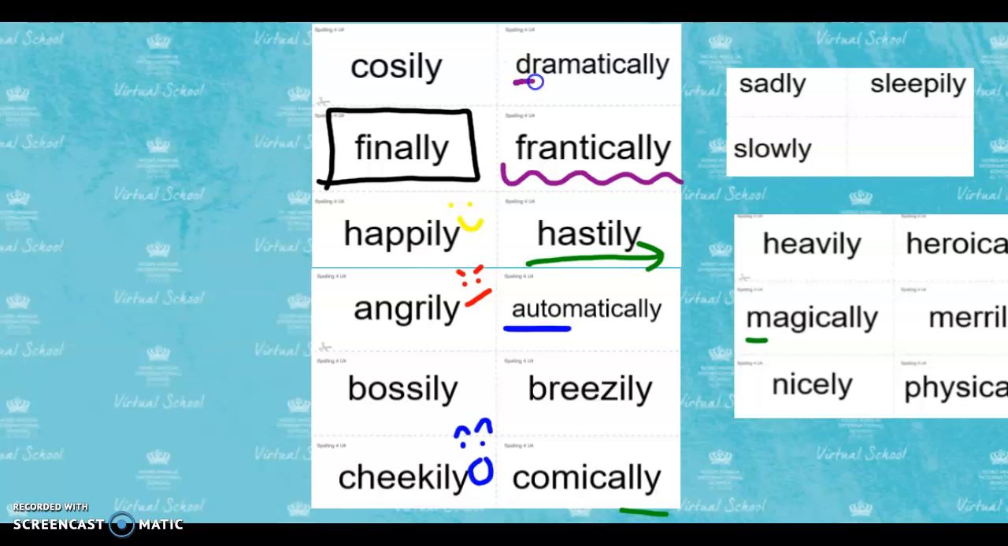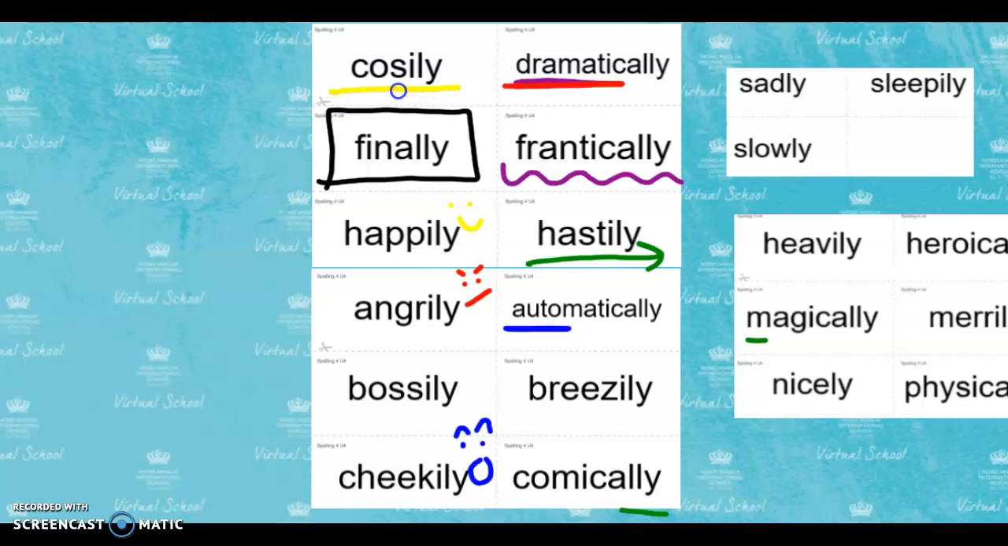Dramatic, again, if you look at the root word, there's dramatic. And dramatically, for example, if you were doing a play or a poem, you might be dramatically saying your lines. So, for example, oh, I don't want to do my homework. This is speaking dramatically.